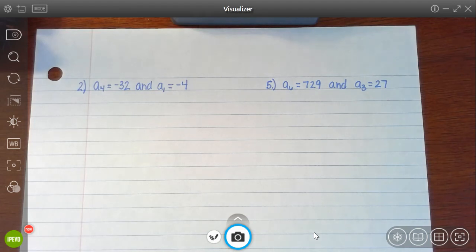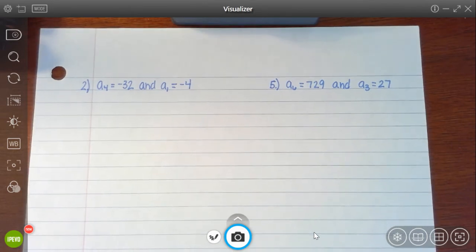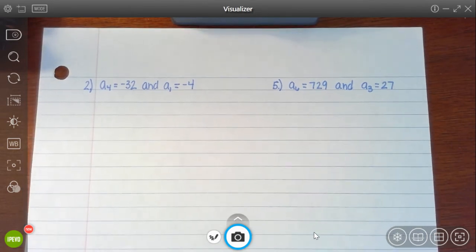A couple of you have reached out to me asking for some extra help with the geometric sequences extension worksheet. So I'm going to go over 2 problems from that worksheet and point out a couple things that could be causing you some trouble as you're trying to work them out. What's happening in these problems is you're given 2 random terms of a geometric sequence.